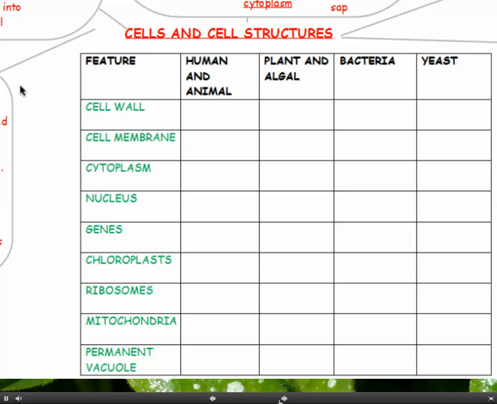So let's summarise cells and cell structures in the different types of cell. Human and animal cells have cell membrane, cytoplasm, nucleus. The genes are in the nucleus. They have ribosomes and mitochondria.